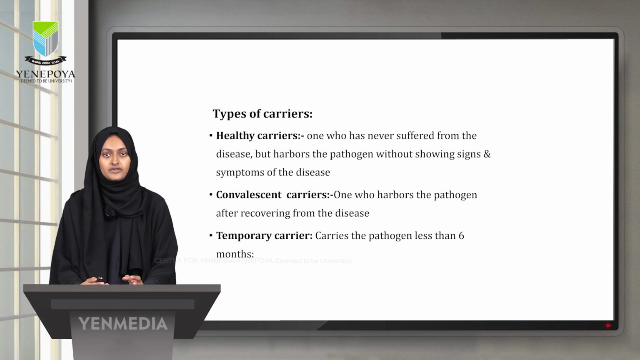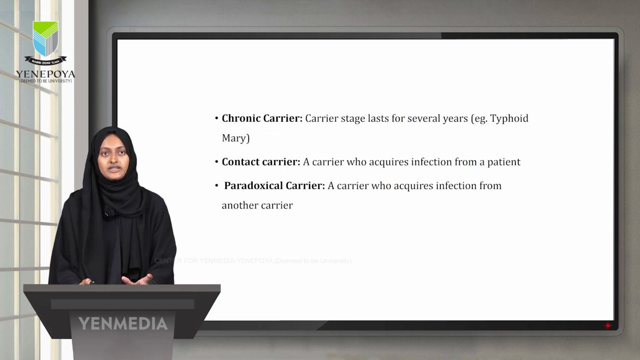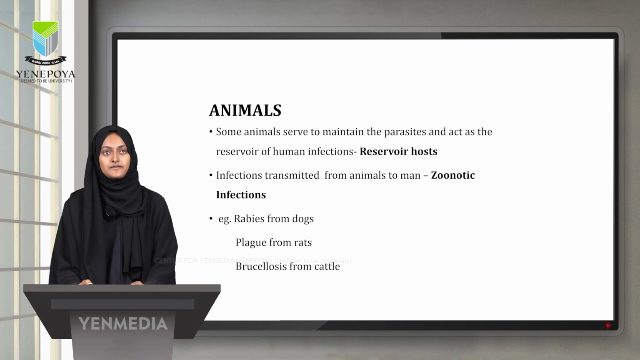Convalescent carriers are those who harbor the pathogen after recovering from the disease. And temporary carrier, they carry this microorganism or the pathogen for a short period of time, that is less than 6 months. Whereas the chronic carrier, they harbor the pathogen for several years. For example, a very well-known example is of typhoid Mary. Contact carrier is a carrier who acquires the infection from a patient, and a paradoxical carrier who acquires infection from another carrier.